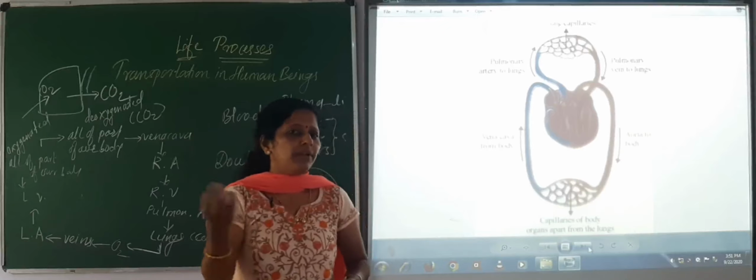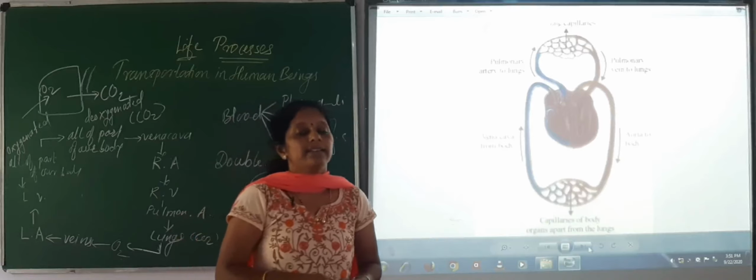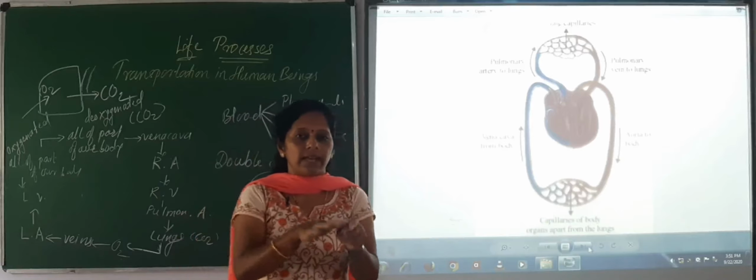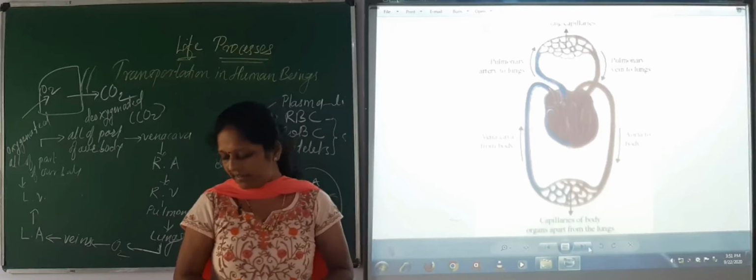Sometimes blood will ooze out, but after some time it will stop because the platelets are there. They come onto that blood like a network, and so clotting of the blood takes place.